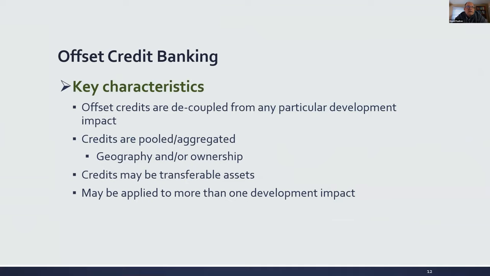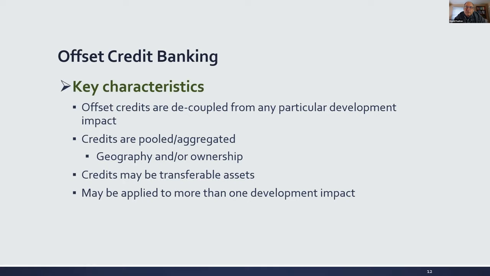So to drill down a little bit on offset credit banking, the key characteristics really are that offset credits are decoupled from any particular development impact. So credits are, in a sense, made somewhat more generic so that they may be applied to a range of development impacts. And typically that range is defined geographically and in terms of similarity of ecosystems. The American terminology for that, which I think is pretty broadly used beyond the US, is the service area for a credit. Now, once the credits are produced, they can be pooled and aggregated.